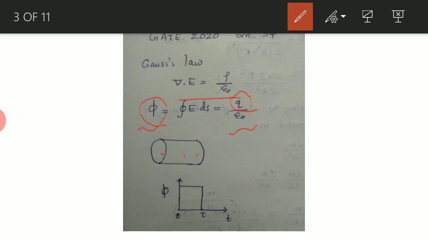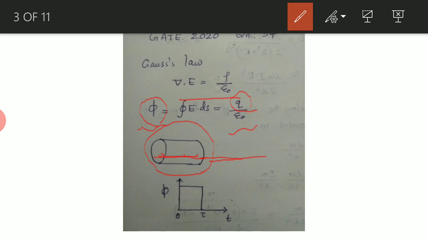So in our case, the charge is moving through the cylinder first, then leaving the cylindrical region to the outer world. When the charge is within the cylinder, the total flux associated with this Gaussian closed surface is q by epsilon 0, and at t equal to τ, the charge leaves this cylindrical region. Then after that the flux will be 0.